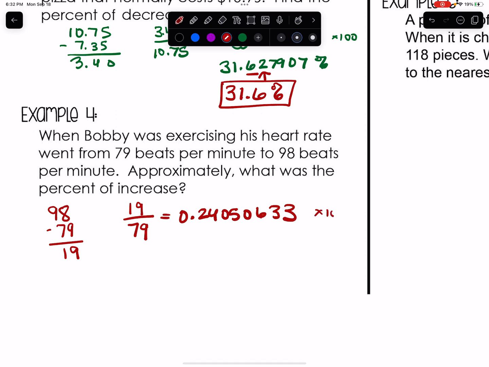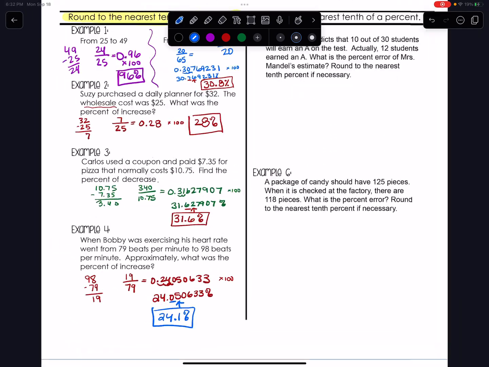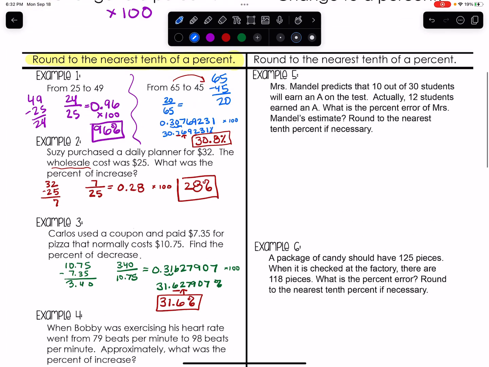And again, I'm using a calculator, but I'm showing my work. So first I want to multiply by 100, which means I move the decimal twice to the right. And then to round to the nearest tenth place, I'm going to find that right here. Look at the number just to the right of it. Since it's 5 or more, I'm going to round up. So it's 24.1%. Beautiful.